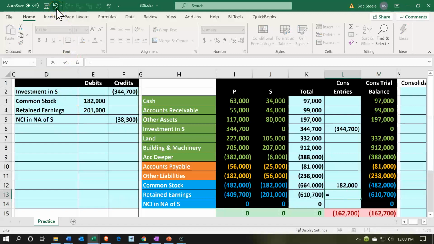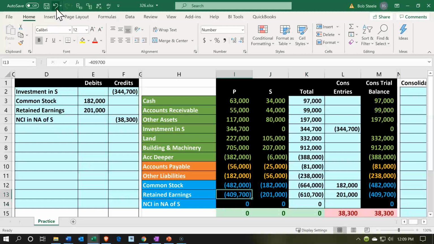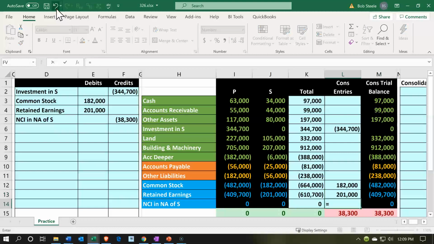Okay. Equals. And then we're going to go over to that 201 and remove that. So we have the 4097, the 201, that's the 6107. Then we remove the 201, bringing us back to the 4097, which is P's portion basically, right? And then we've got the non-controlling interest, and that's going to be for the 387.